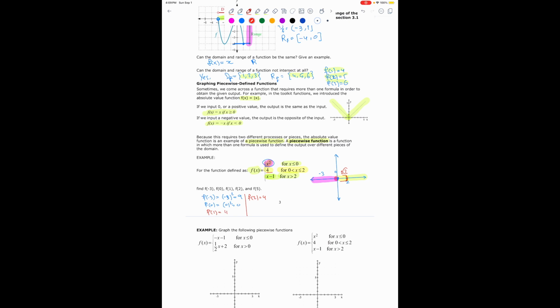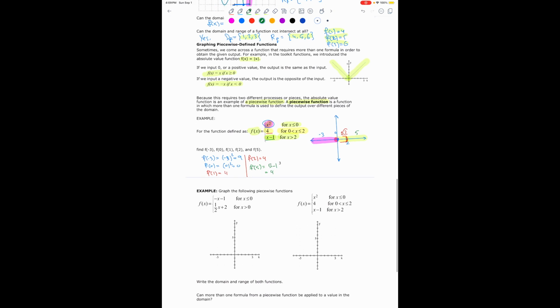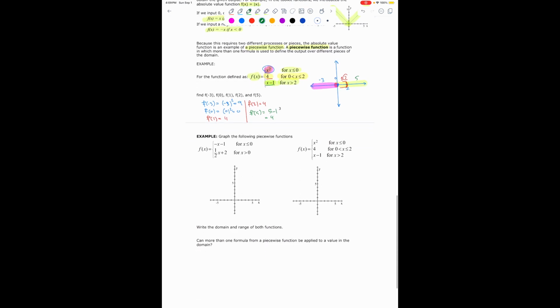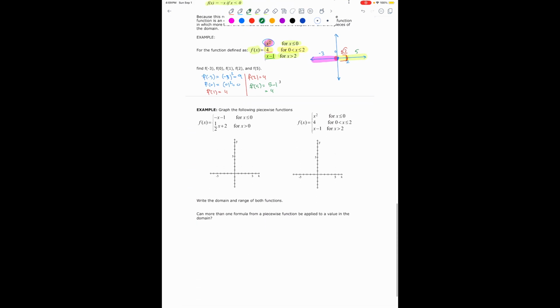And then f of 5, notice how 5 happens to be in the green interval. So I will use the last formula, which is x minus 1. So I will substitute x with 5, and you will get the answer equals 4. So as you can see here, we defined this function over some intervals with different formulas, and it gave us different answers for these different numbers. And similarly, you're going to be able to graph the piecewise function.